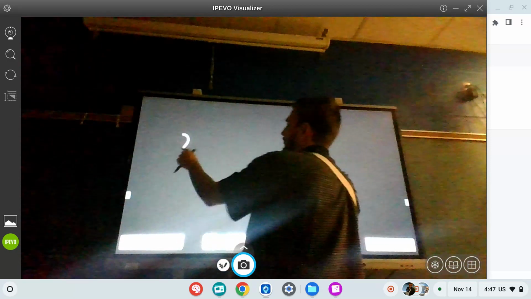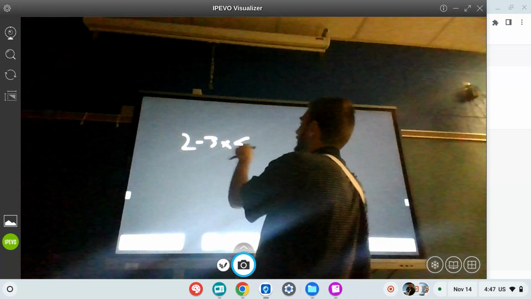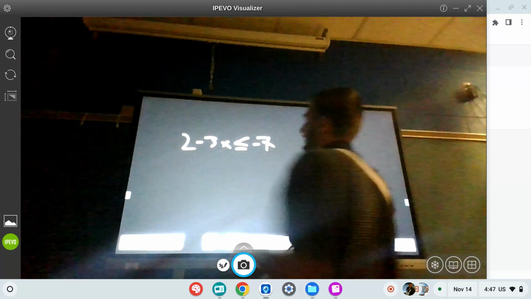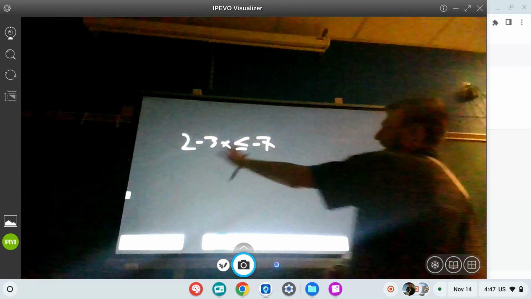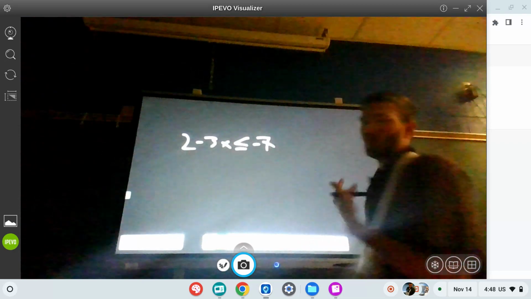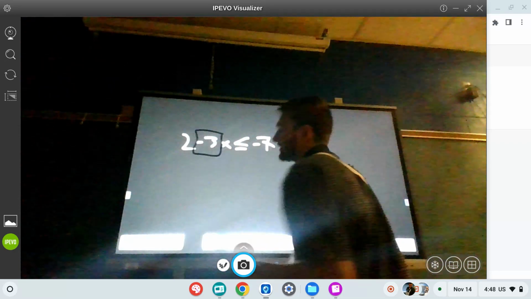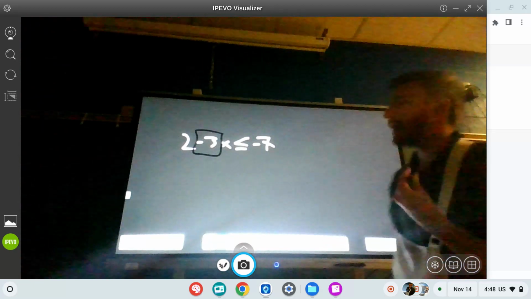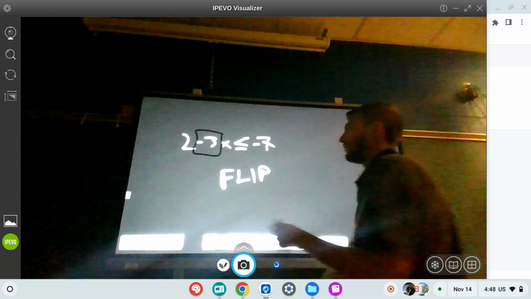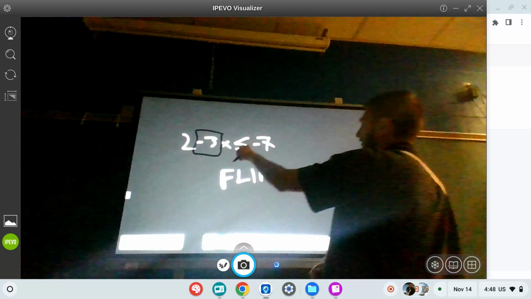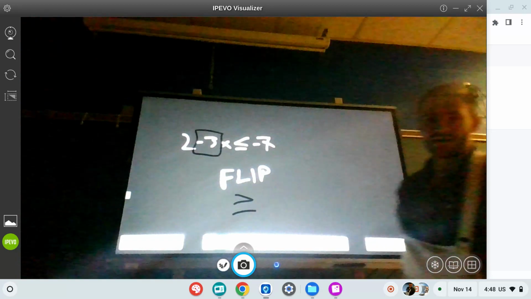Next one. 2 minus 3x, less than or equal to negative 7. A lot of the same numbers here. Do I need to rewrite the equation? X is on the left. I'm good. Do I need to flip the sign ever? Look at the number in front of x. It's a negative 3. I'm going to have to flip this equation. I'm going to start off with a less than or equal to. I'm going to finish with a greater than or equal to.